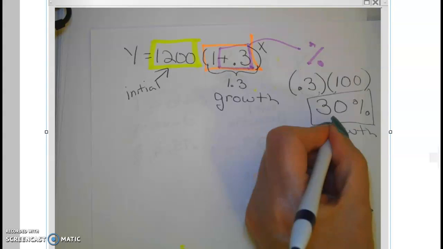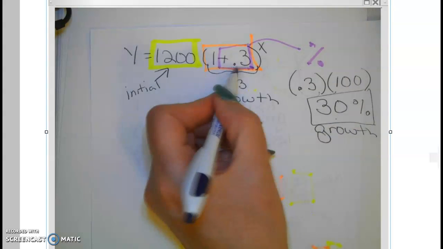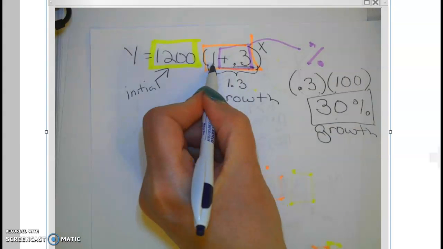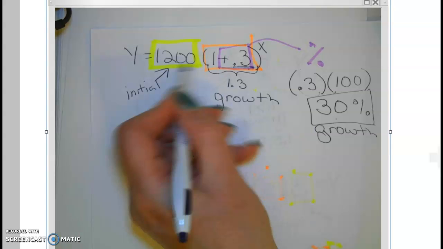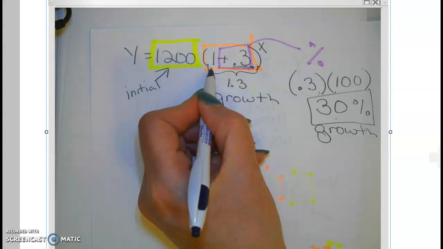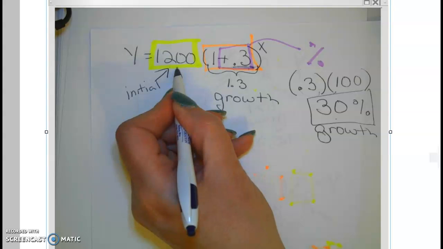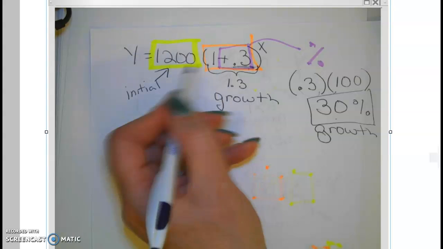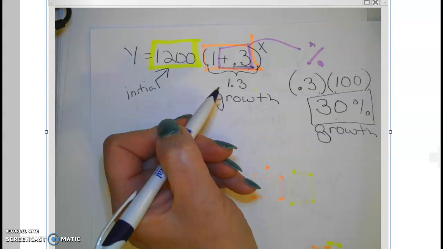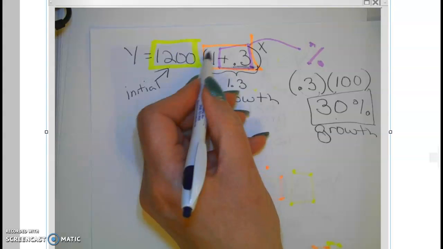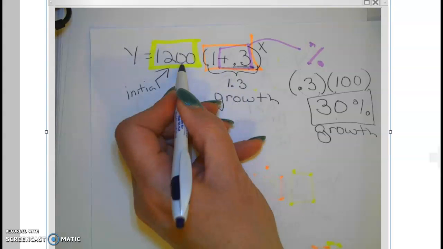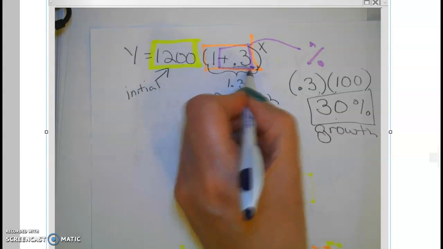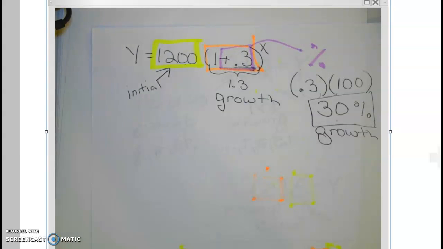Why is it 30% growth? Because this is 30%, and the 1 represents just repeating itself. What's 1 times 1,200? 1,200. What's 1 times 99? 99. What's 1 times anything? Whatever it is I'm multiplying by. So this 1 actually doesn't even kind of count. It just keeps this going. This is where it's either increasing or decreasing. Now let me show you one that's decreasing.